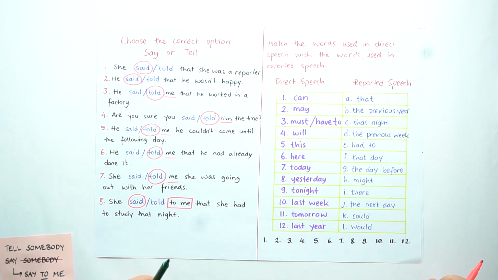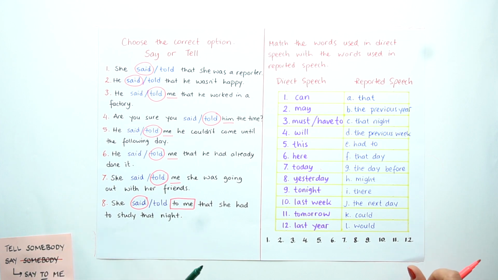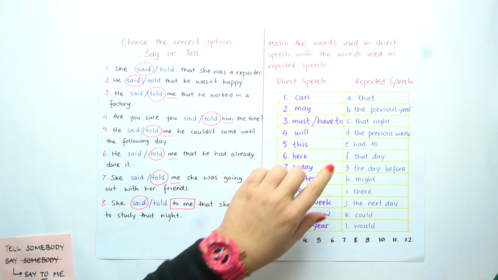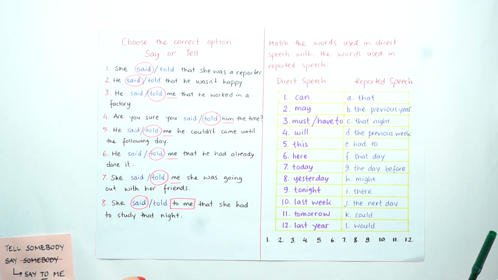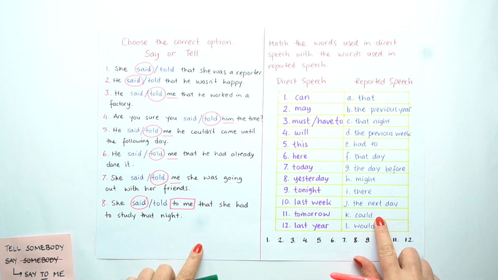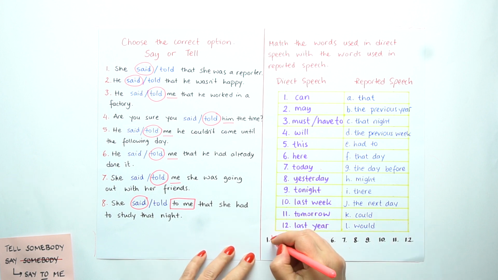Now match the words used in direct speech with the words used in reported speech. I will give you some time to think about it, so I'll stop for like 2 or 3 seconds at the end of each of them, all right? So this is the direct speech part and this is the reported speech part. So, can becomes, do you remember the answer? Of course, the answer is K, could, okay?